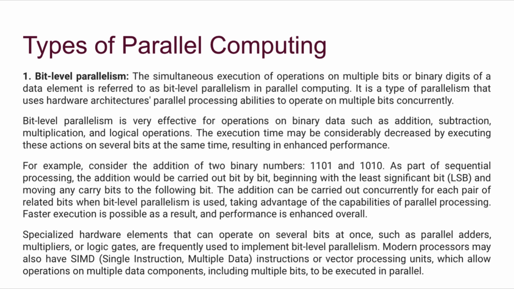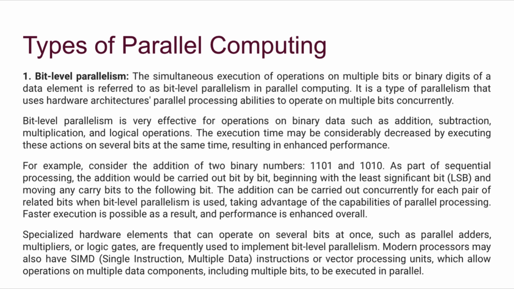The execution time may be considerably decreased by executing these actions on several bits at the same time, resulting in enhanced performance. For example, consider the addition of two binary numbers, 1101 and 1010. As part of sequential processing, the addition would be carried out bit by bit, beginning with the least significant bit, LSB, and moving any carry bits to the following bit. The addition can be carried out concurrently for each pair of related bits when bit-level parallelism is used, taking advantage of the capabilities of parallel processing. Faster execution is possible as a result, and performance is enhanced overall.